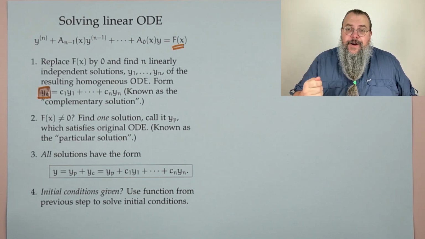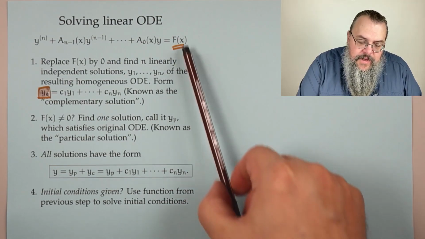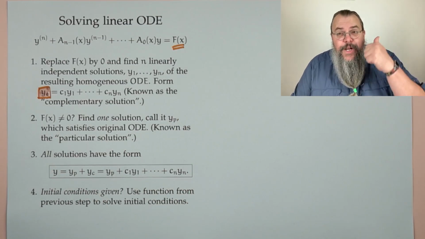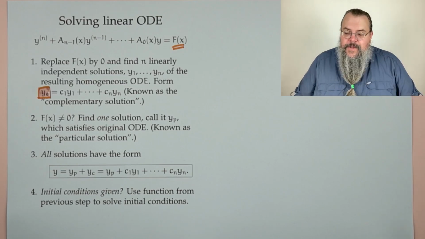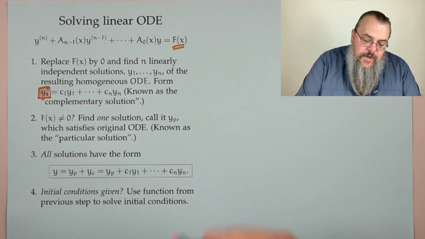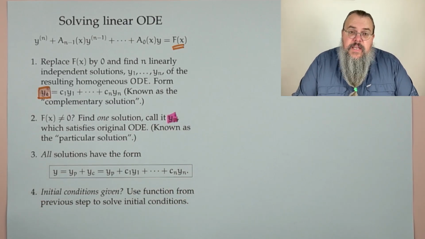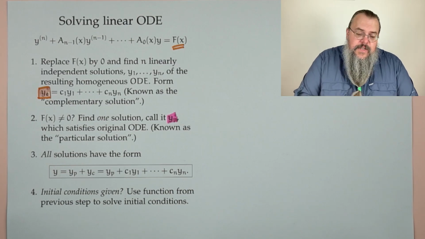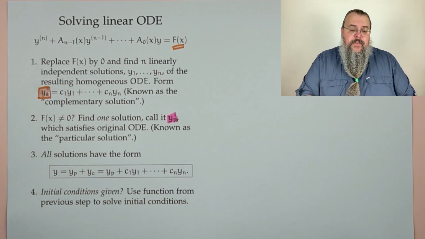All right, now on to the next step. We replaced f of x by 0. What if it's not 0? Then we just need to find one solution. One solution to rule them all. One solution to bind them. Now, what is this? We're going to call this our particular solution, y sub p. It satisfies exactly what we need it to satisfy. In other words, when we plug it into the left-hand side, out pops our f of x.